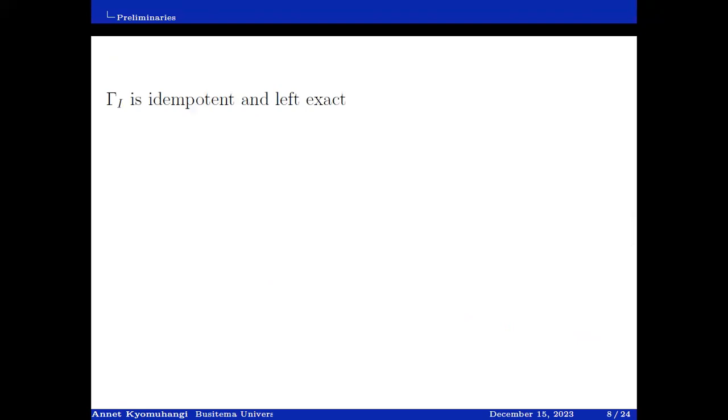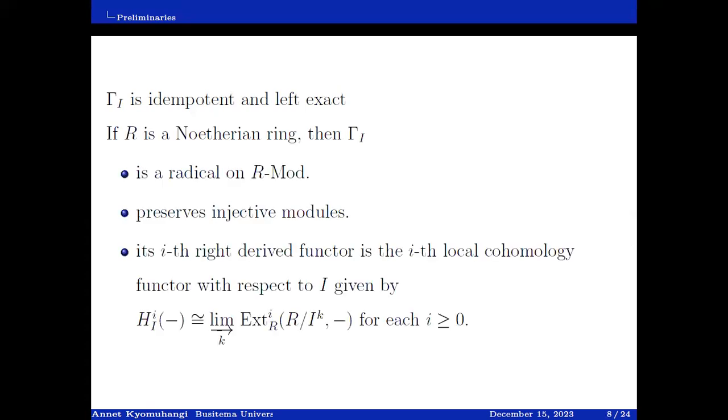More properties of this I torsion is that it is idempotent and it is left exact, based on the properties and definitions I shared for the functor. So we find that gamma I is idempotent and it is also left exact. In other words, it preserves left exact sequences. However, it is in general not a radical, but over a Noetherian ring we find that this gamma I is a radical, and it also preserves injective modules.